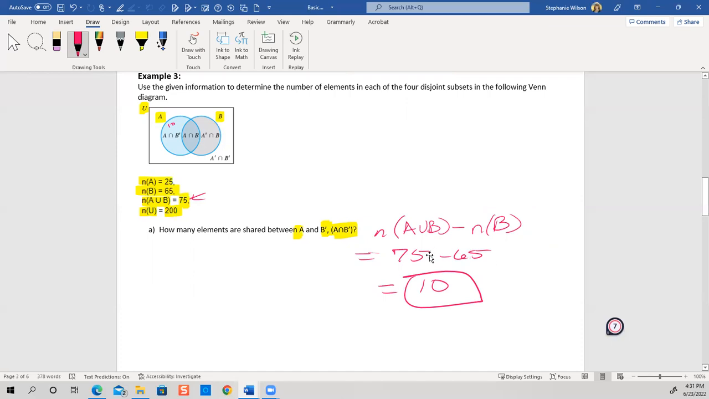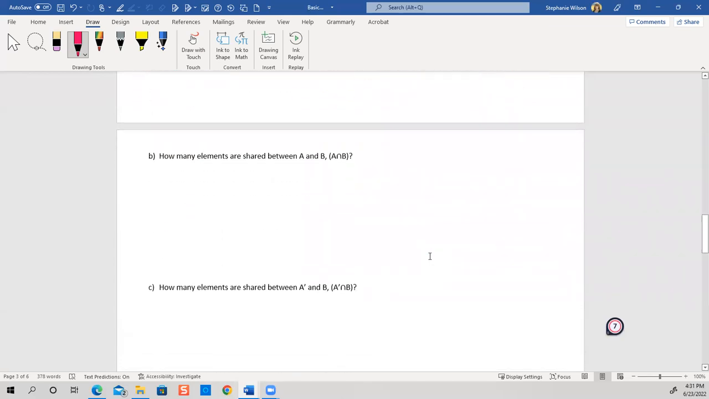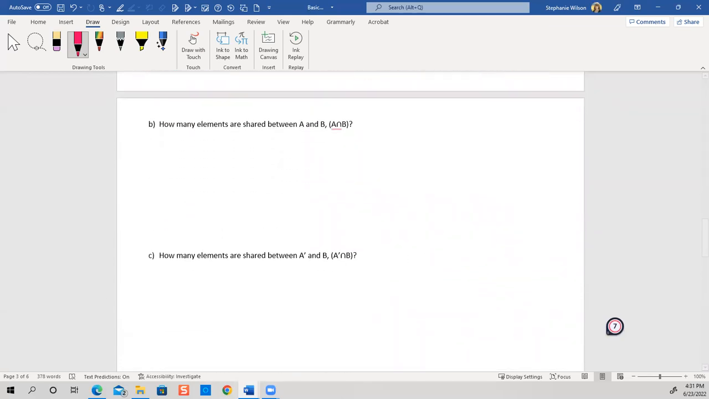Now let's solve for B. B says how many elements are shared between A and B. So we want to know the intersection between A and B.